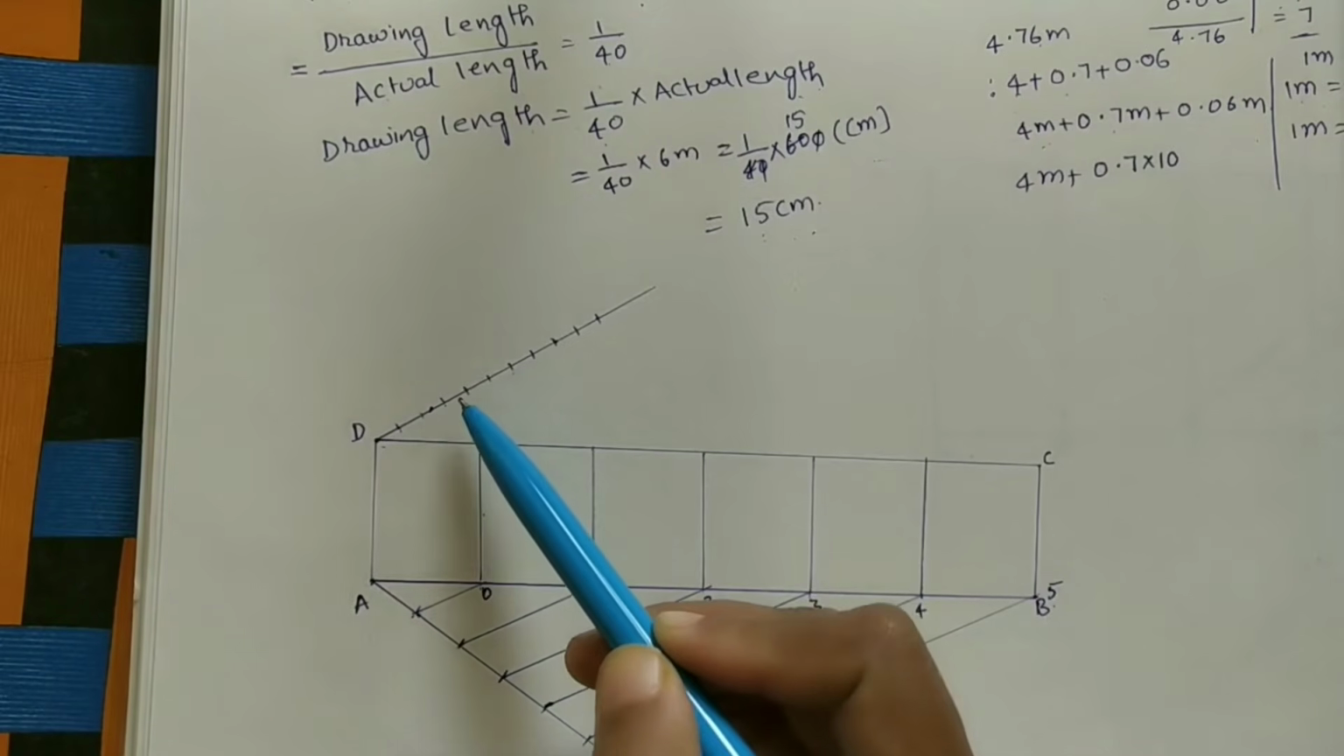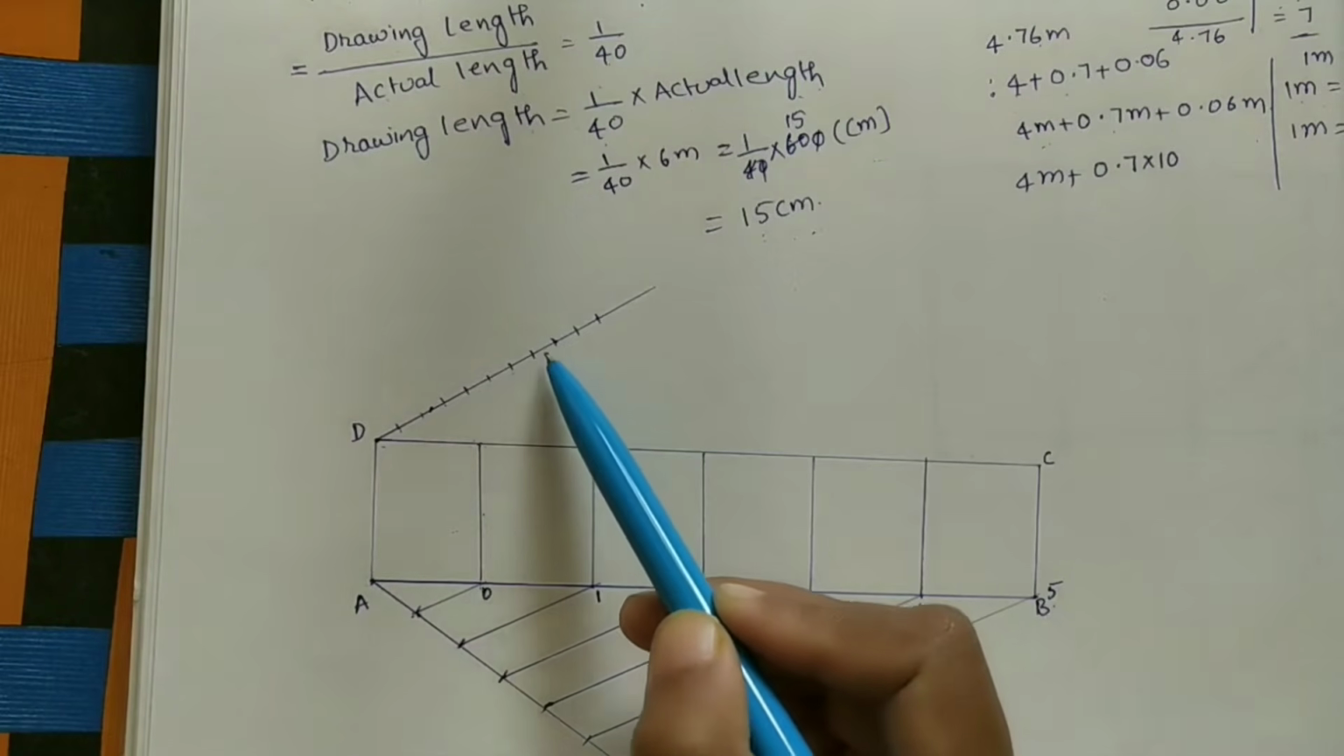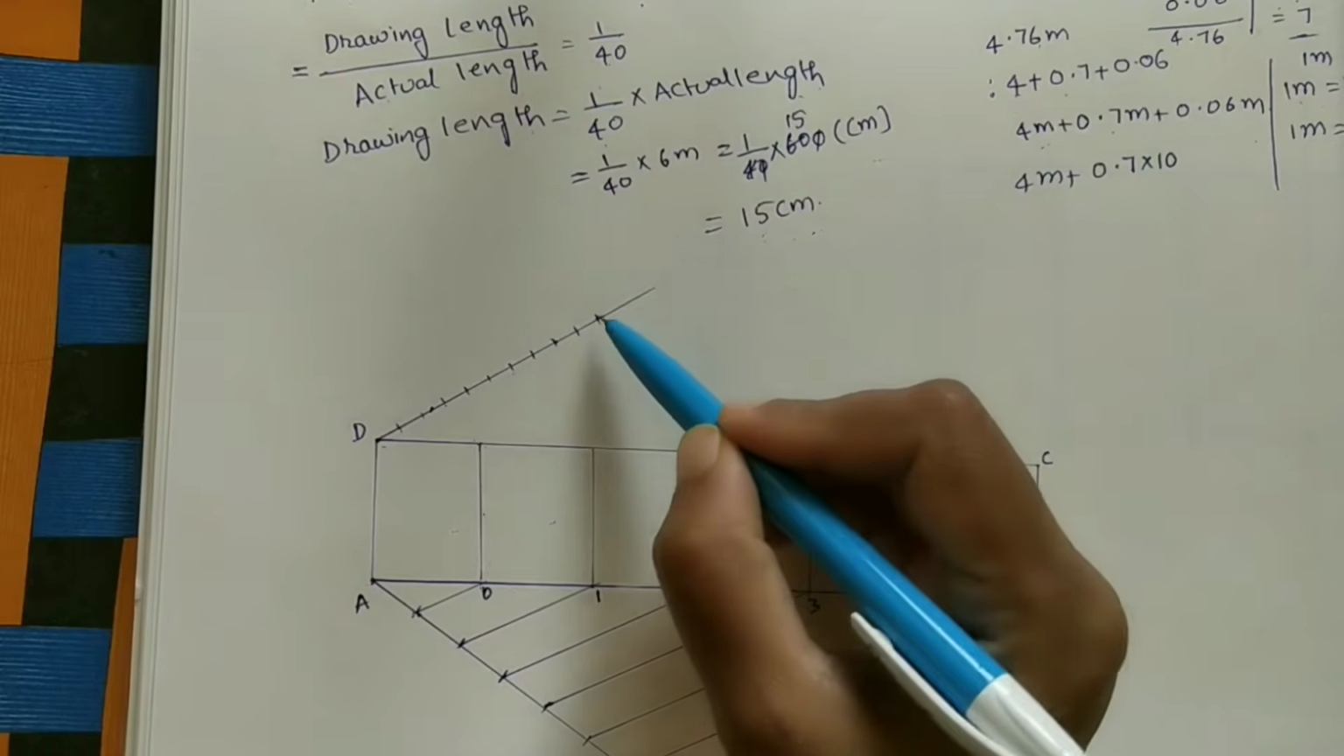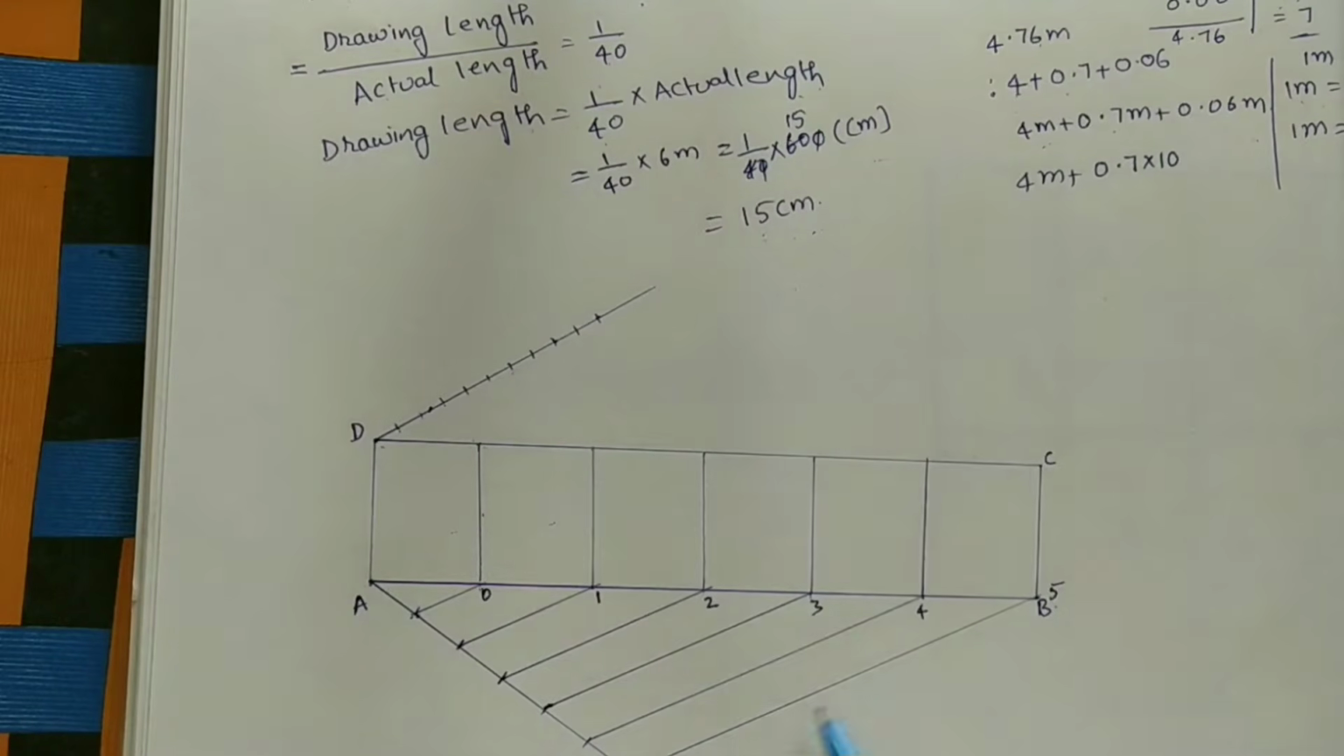1, 2, 3, 4, 5, 6, 7, 8, 9, 10. Okay, this is the last one. Join this point to this point. Okay, similarly we did here. Okay, this side.